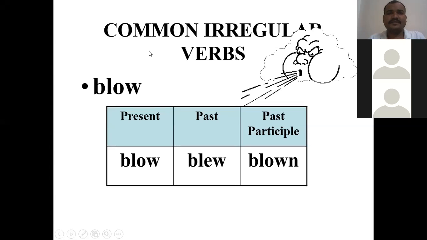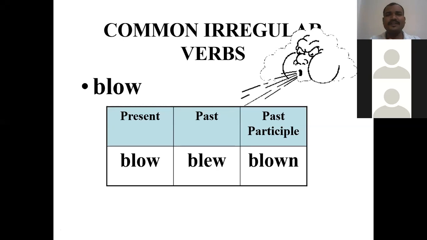So let's practice a little bit about irregular verbs and their forms. If you observe on the screen, there is a verb, blow. I have given the present form, past form, and past participle form, so V1, V2, V3 forms. Look at the picture and try to understand how the form of the verb has been changing with irregular verbs.